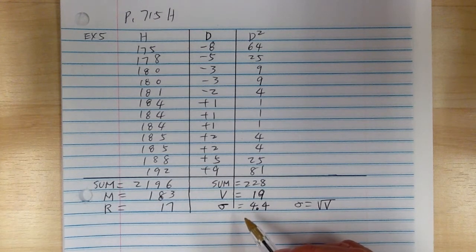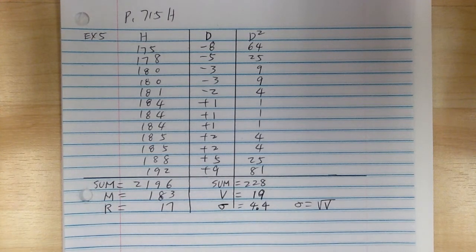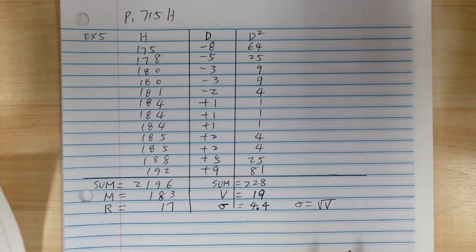Now, the standard deviation shows you how the data is spread out. If the standard deviation is really big, that means the data is spread really far apart. If the data is all bunched together, your standard deviation would be small. Okay, so let's go and do some practice.